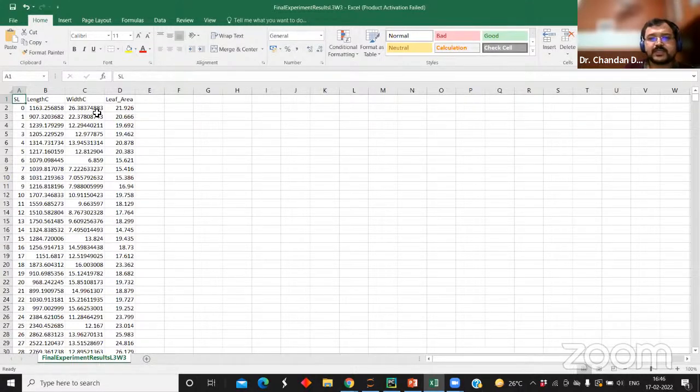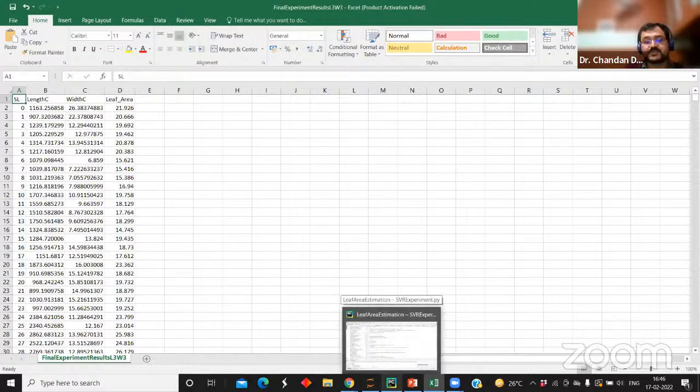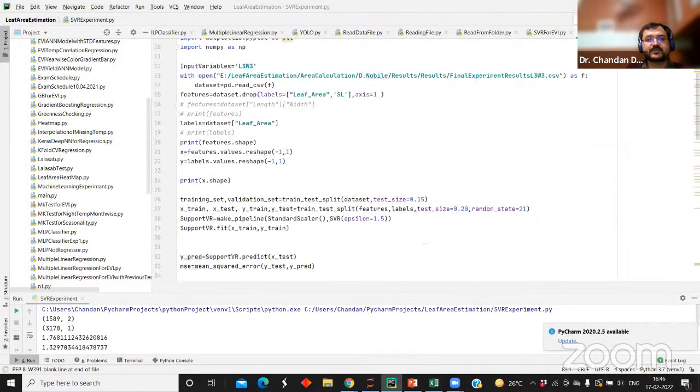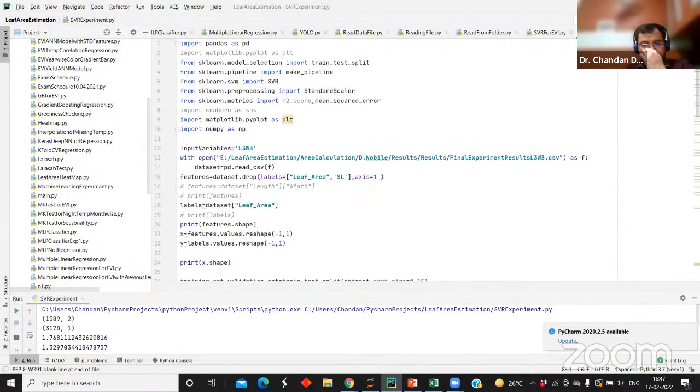For showing this one particular program, I have taken this example. We can also take the actual length and width. Some transformation was done to see whether any changes happen or not. So this is about the data, and okay, this is the experimental code. I can also share the generalized code with you if it is required.